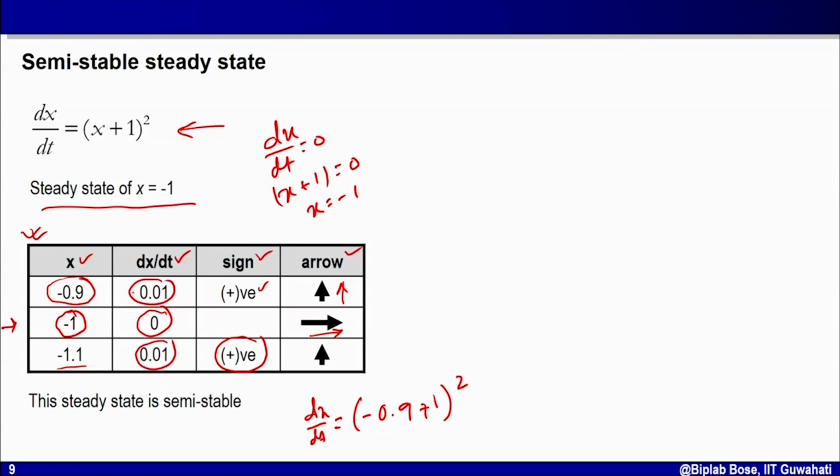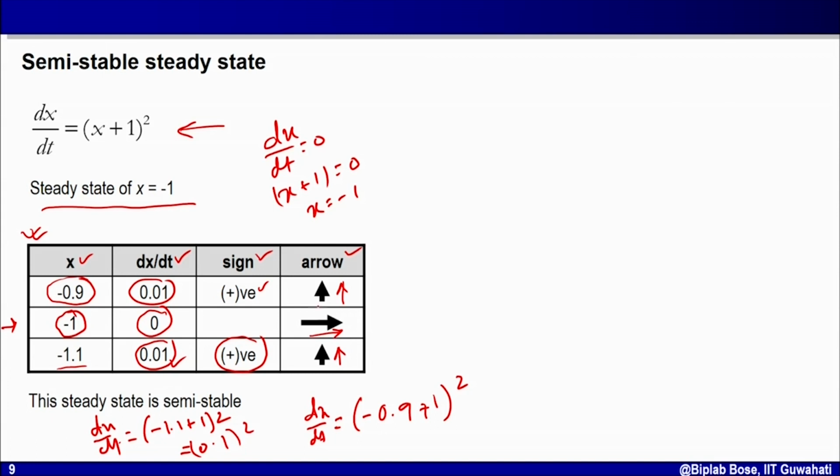We can calculate it easily. For example, dx/dt is equal to (-1.1 + 1) whole square, so that will be (-0.1) whole square, and you will get this value. So obviously this is a positive value, and the arrow will be pointing up.